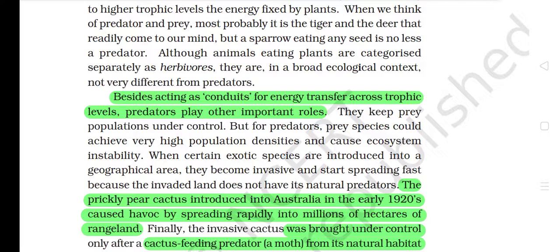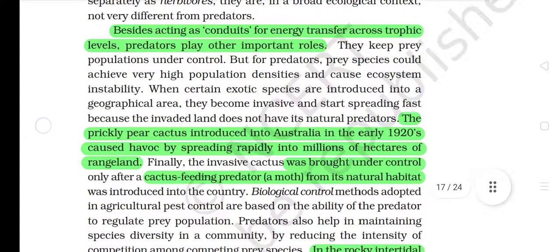They keep prey population under control, but for predators, the prey species could achieve very high population densities and cause ecosystem instability. When certain exotic species are introduced into a geographical area, they become invasive and start spreading fast because the invaded land does not have its natural predators.